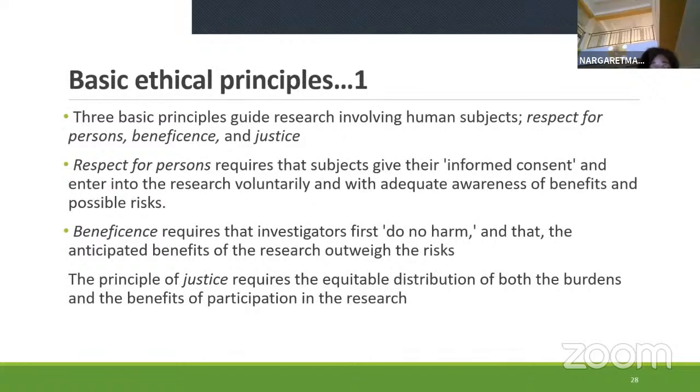We cannot but continue to emphasize, again, respect for persons, beneficence, and justice.